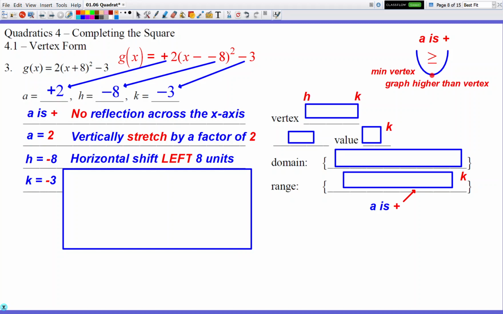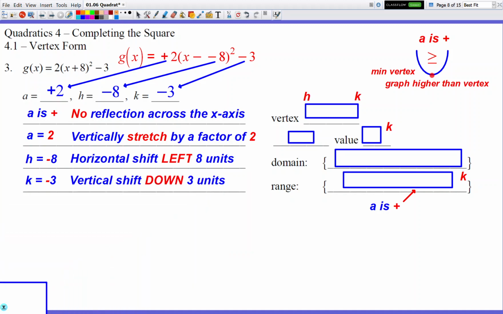Vertical shift up 3 units, vertical shift down 3 units. Those are your only choices that we have when I see a number. If I see a 0, no vertical shift. But this is not a 0. So does the negative sign pick up or down? So hopefully you say the negative sign picks down. So vertical shift down 3 units.